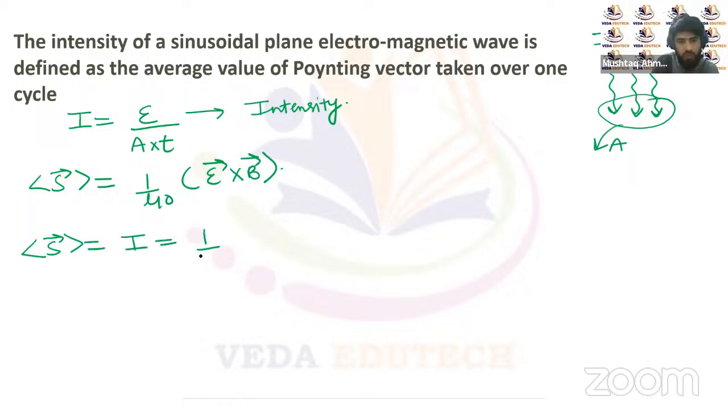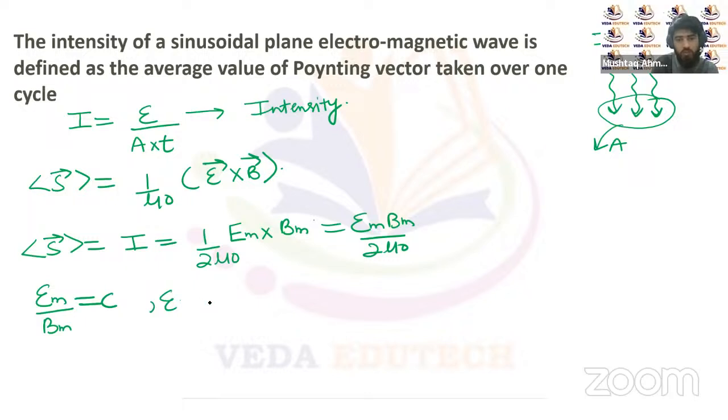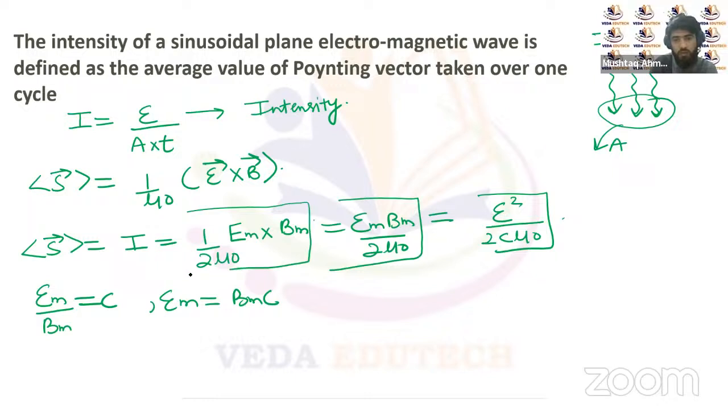That's equal to half of the amplitude of the electric field vector multiplied by the amplitude of the magnetic field vector divided by mu naught, that is, Em into Bm upon 2 mu naught. We also know that Em upon Bm is equal to C, or we can write Em equal to Bm into C, where Em is the maximum value of the electric field and Bm is the maximum value of the magnetic field. Substituting Bm equal to Em upon C, it becomes Em square upon 2C mu naught. This is the average intensity of the electromagnetic wave, or the average value of the Poynting vector.